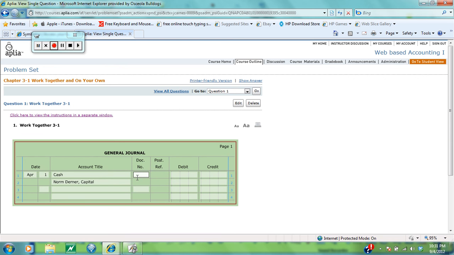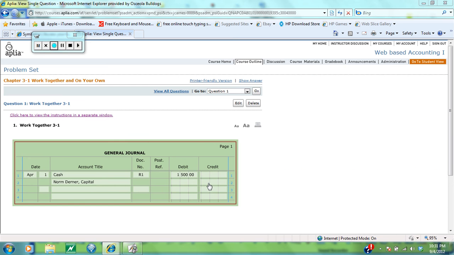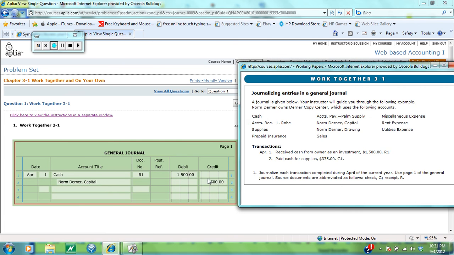It was with R1, receipt. That's your document number. And I believe it was 1005. I'll have to double check that. Yep, 1005. This is really simple once you start getting it. Something will click. It will come easy for you.